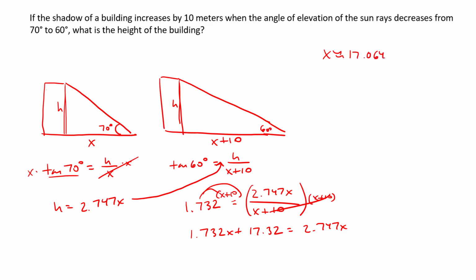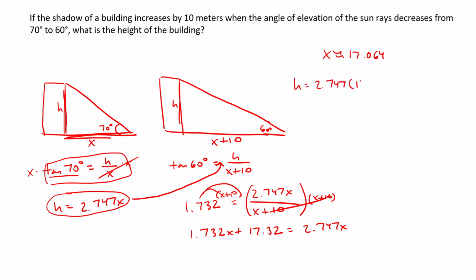But I wasn't interested in x, right? So x is the length of the shadow. I want to find the height of the building. So now I just need to go and plug that back in. So this is good, but this is just not the final answer. Okay, so now I can go back to this original equation I could use, or I could just use this, right? I know h equals 2.7 times this thing.